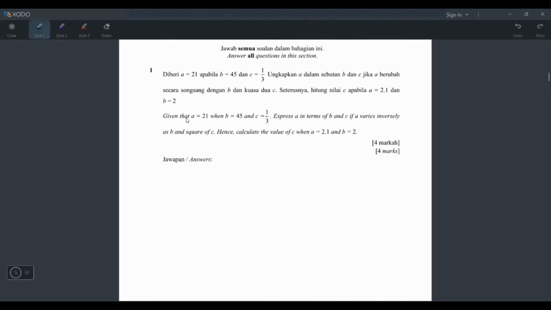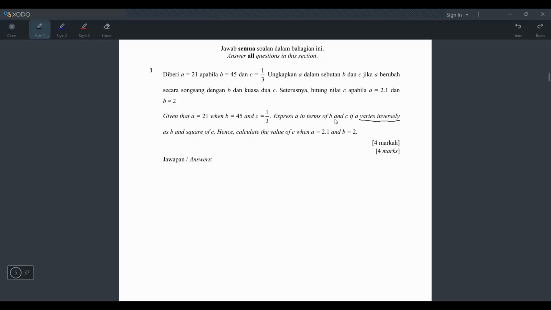Okay, let's read the question. Given that A is 21, B is 45, and C is 1/3. So they give you A, B, C value. Express A in terms of B and C if A varies inversely as B and square of C. Hence, calculate the value of C when A is 2.1, B equals to 2. So this is variation from Form 5 Chapter 1.